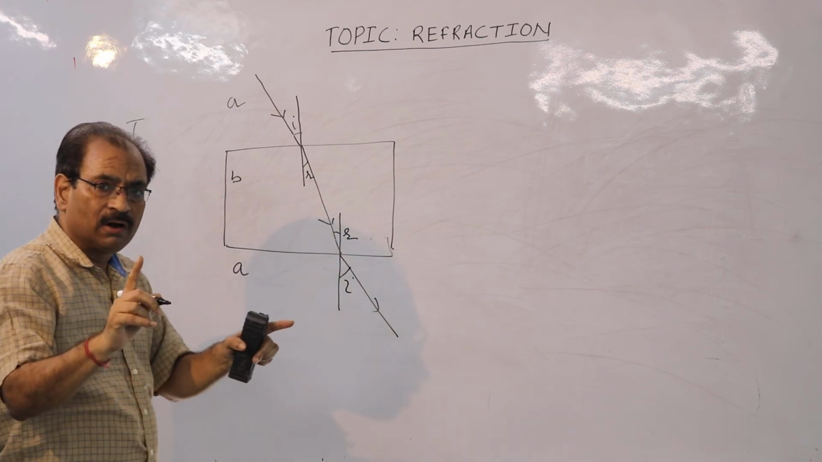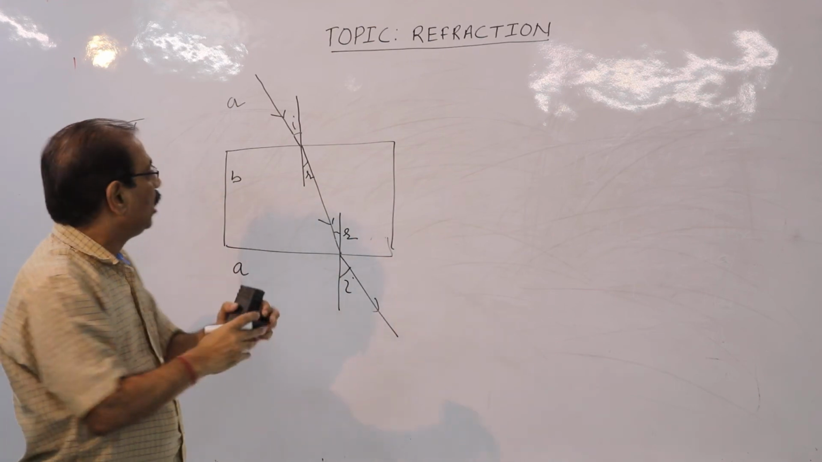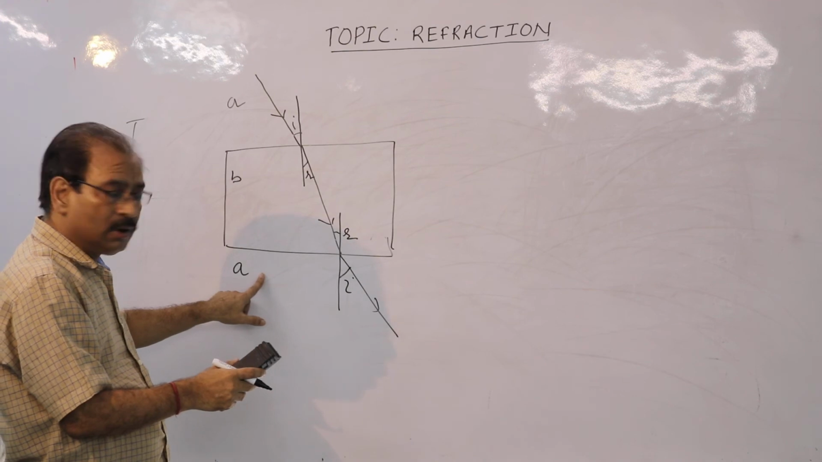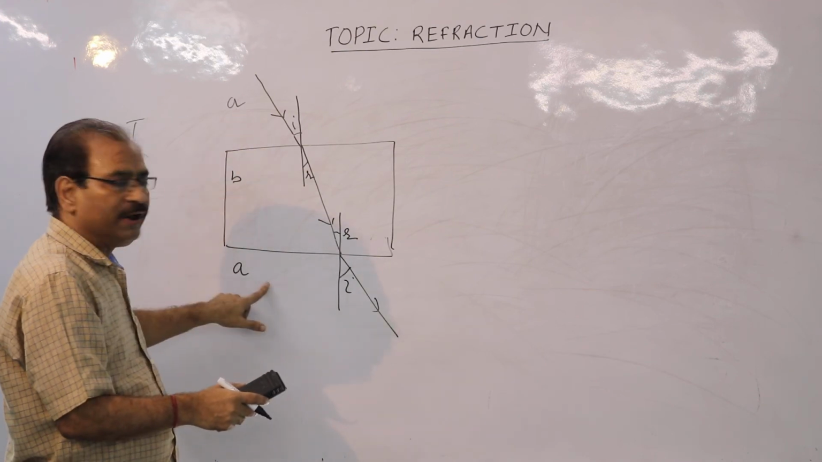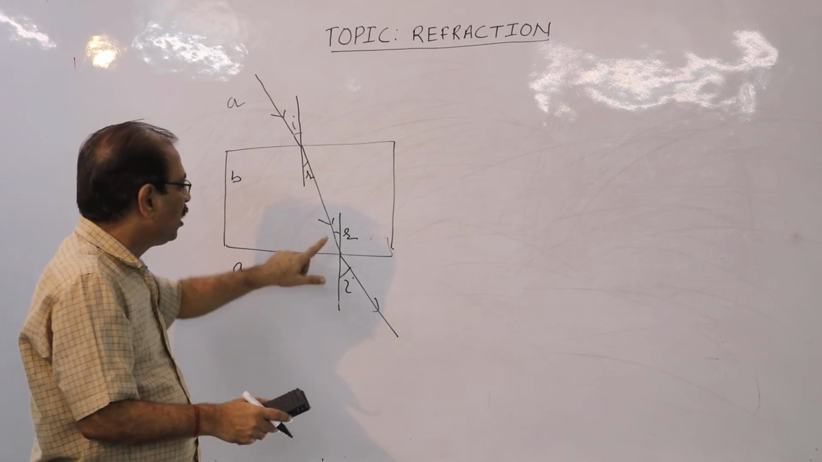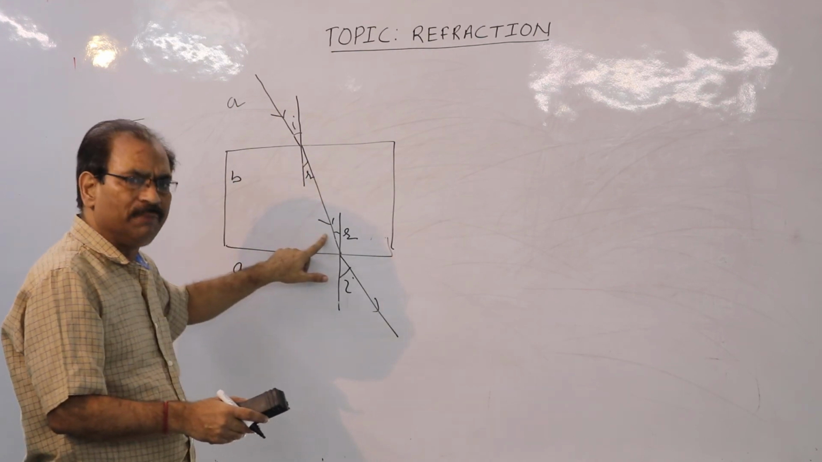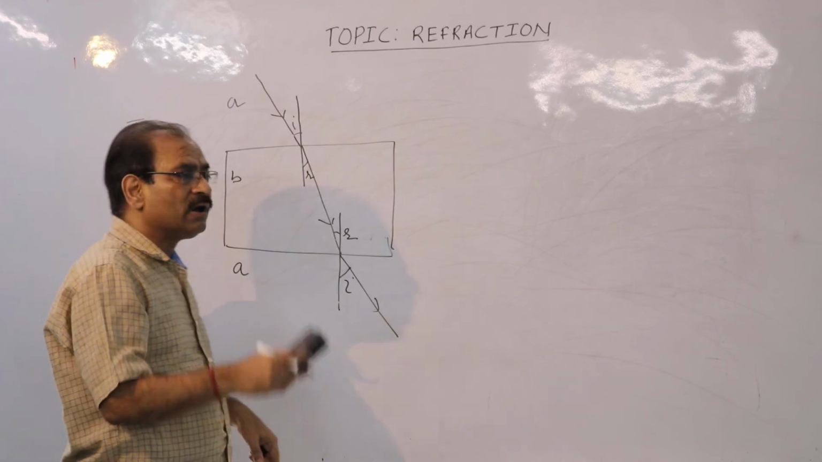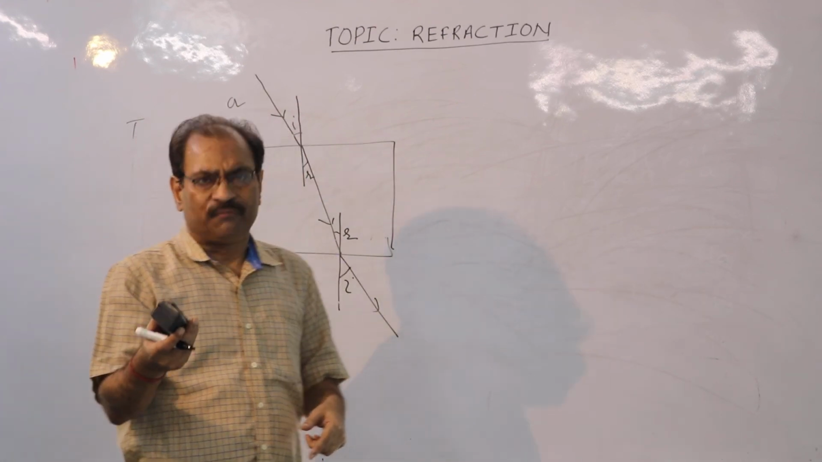So always remember, this condition will be fulfilled when these two media are the same. For example, air, glass and air. These two angles will always be equal to each other, and these two angles will always be equal to each other. Children, let us come to another important concept of refraction.